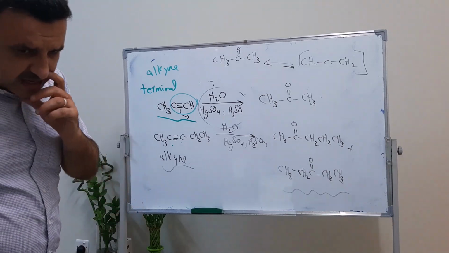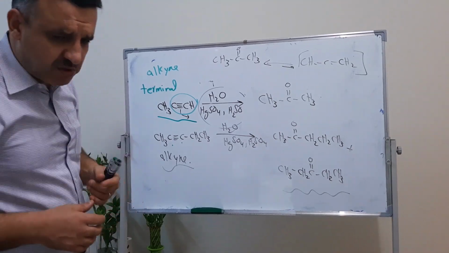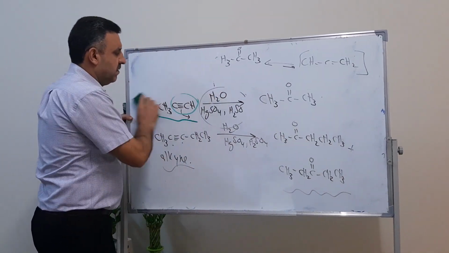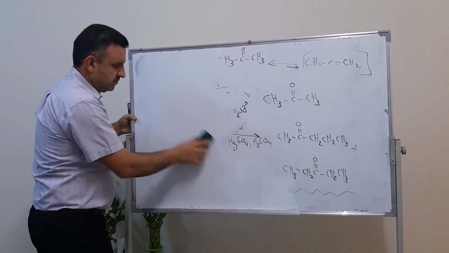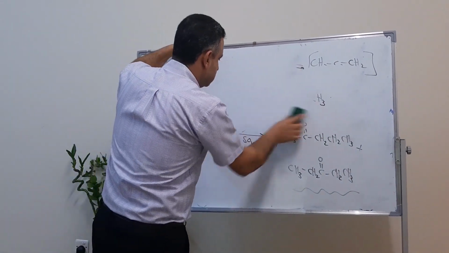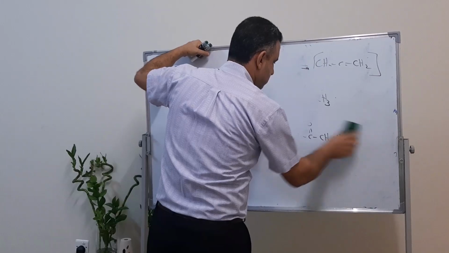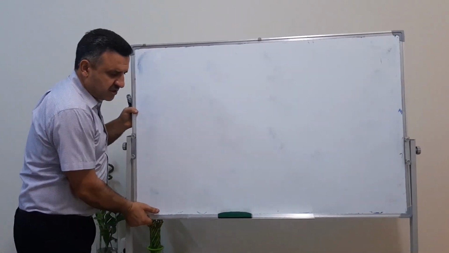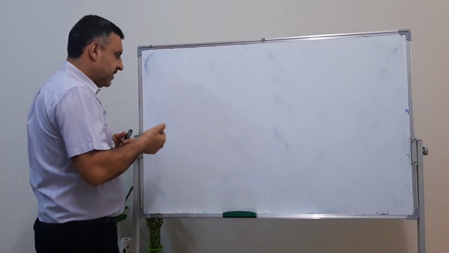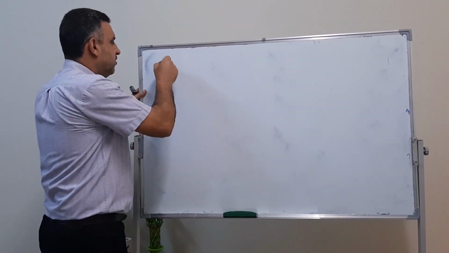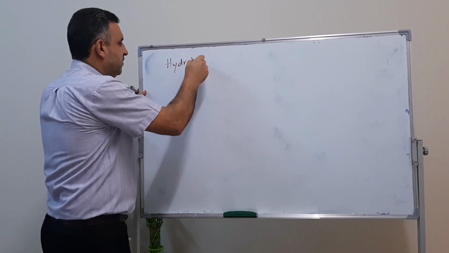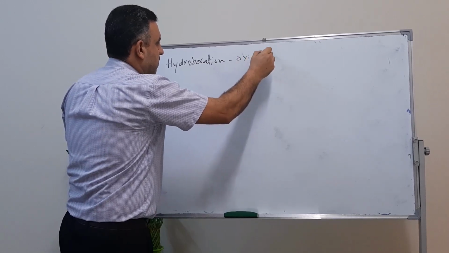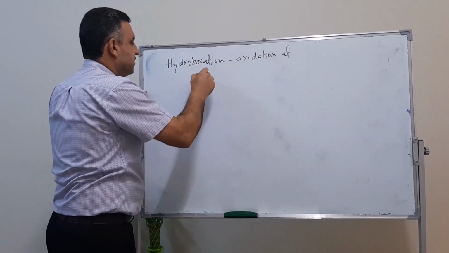All right. Now, the other reaction is hydroboration oxidation of alkynes. Again, similarly, the next reaction, which is similar to the reaction of alkenes, is hydroboration oxidation of alkynes.